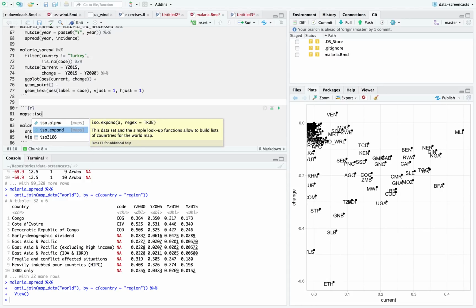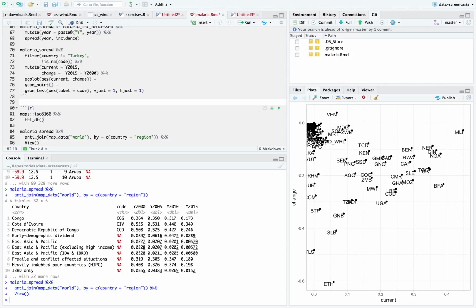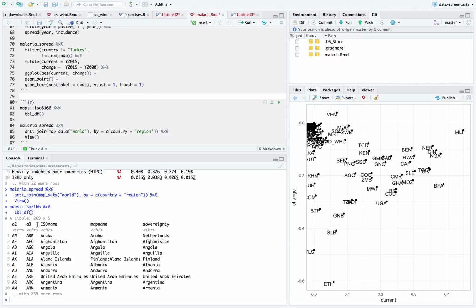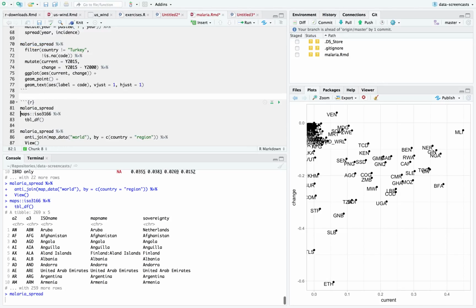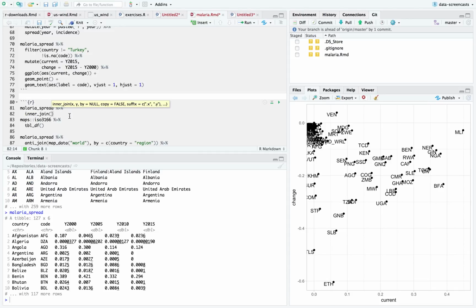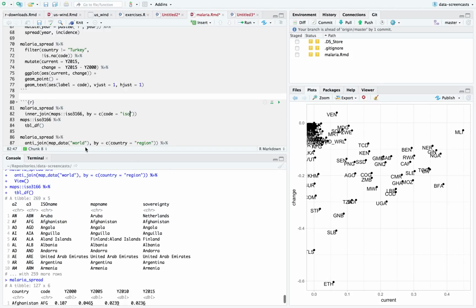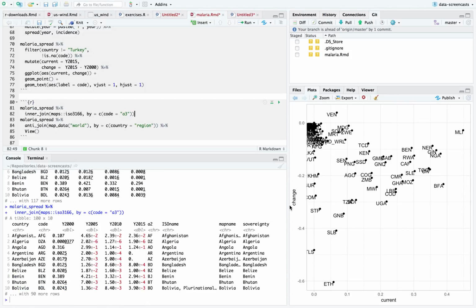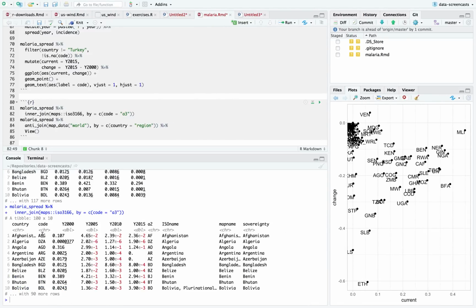There's a great trick here. There's a data set in maps called ISO 3166. This actually has the three-letter codes matched up to the names that are used on the maps. So here's where I can say, take our malaria spread data set. So far, so good. Inner join it with this maps data set by the code. This three-letter code, A3. This code is really handy. It's going to match across whatever data sets you want to look at, this three-letter code. And as a result, I can use the map name.